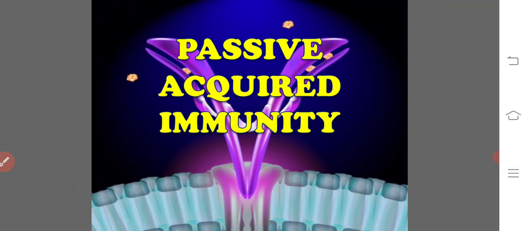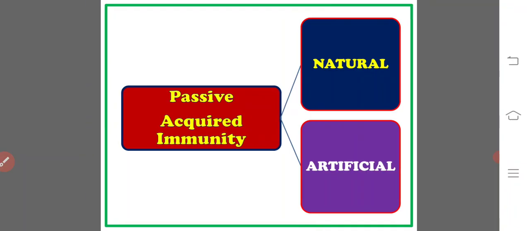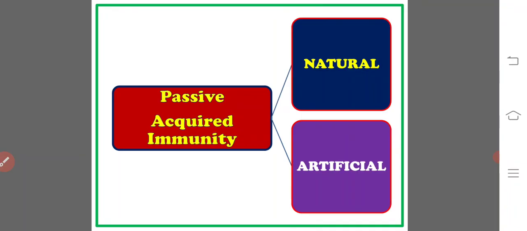Passive immunization is less effective than active immunization. The main advantage of passive immunization is that it acts immediately and therefore can be employed when instant immunity is desired. This passive acquired immunity is also classified into two types: natural passive acquired immunity and artificial passive acquired immunity.